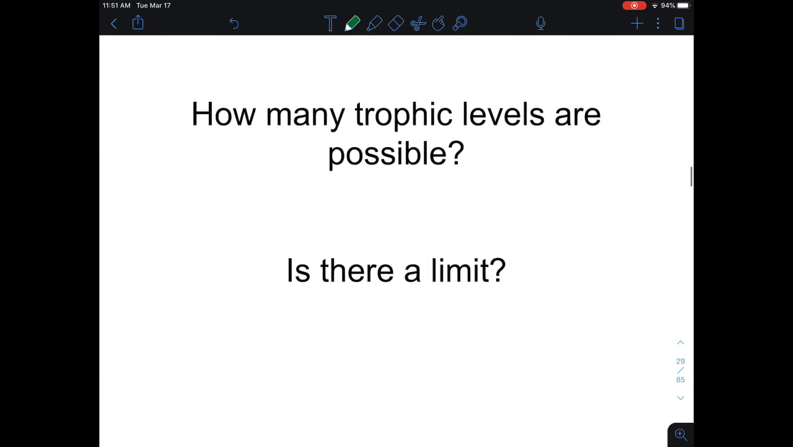Okay. This is a good question. I think so, because I asked it. How many trophic levels are possible? Is there a limit? So if we know that energy is being lost as we go from one level to the next, to the next, to the next, how far can we go?